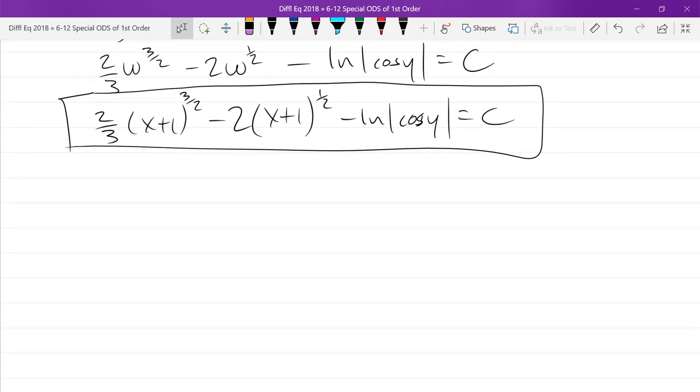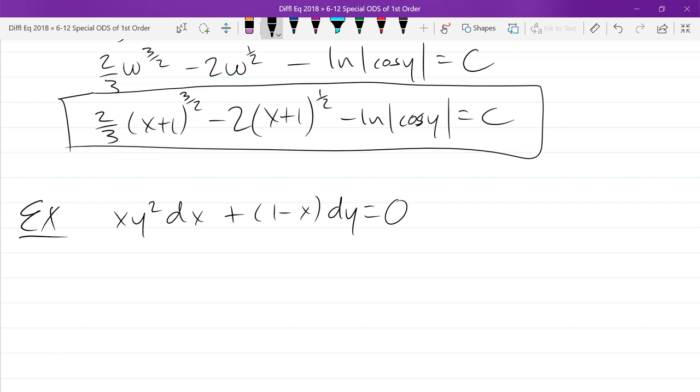So we'll do our last example now. And this one will come with an initial condition, so you should not have any constant at the end. It should be an actual number value that you compute. So our problem will be x y squared dx plus (1 minus x) dy equals 0. And our condition will be y of 2 equals 0.